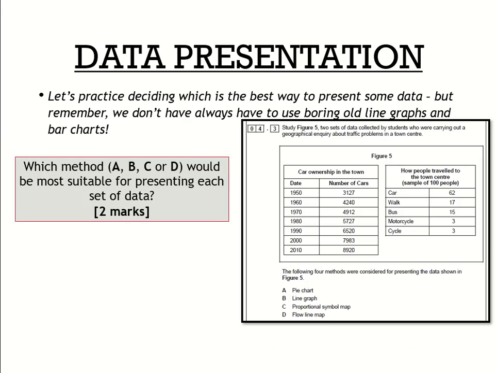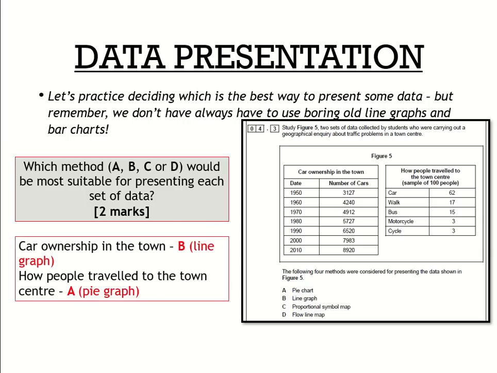Another method here, study figure 5, 2 sets of data collected by students who were carrying out a geographical inquiry about traffic problems in a town centre. The following 4 methods were considered for presenting the data shown in figure 5. Well, if we look at figure 5, we've got car ownership in the town, we've got the date, and we've got the number of cars. So for car ownership, it's B, the line graph, that is going to be the best option.